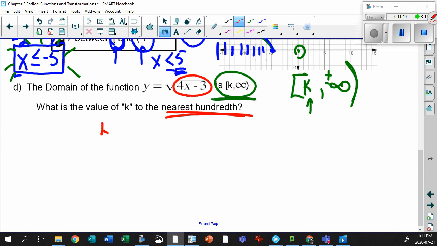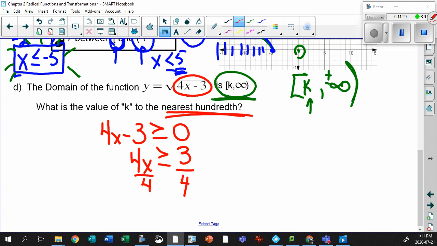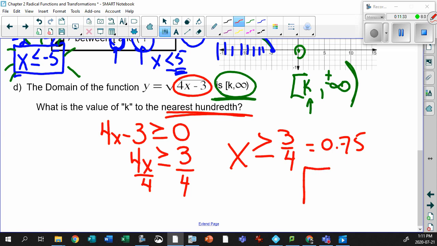No problem. 4x minus 3 has to be greater than or equal to 0. Bring the 3 over, right? That becomes a positive 3. Divide by 4, divide by 4. X has got to be greater than or equal to 3 over 4. So if you think about it, 3 over 4 is just 0.75, right? So we're starting at a hard bracket of 0.75.